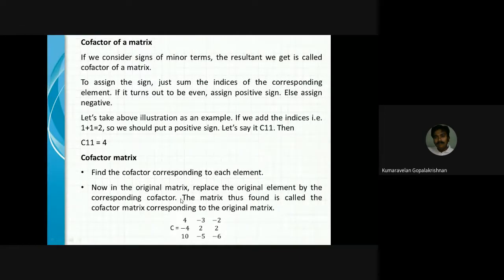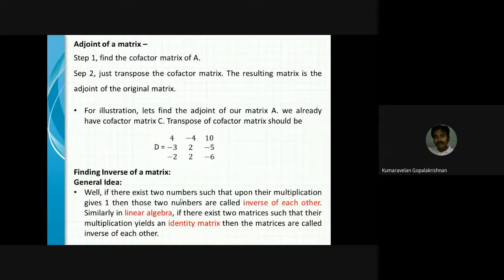In this way, you can easily find the cofactor matrix of any given matrix. Once the cofactor is there, the next step is to find the adjoint matrix. I am doing all this activity in order to find the inverse. What is the procedure for finding the adjoint of a matrix? First, for a given matrix A, find the cofactor matrix. Then just transpose the cofactor matrix, which gives the adjoint matrix. The procedure is very simple: calculate the cofactor of the matrix and transpose it.